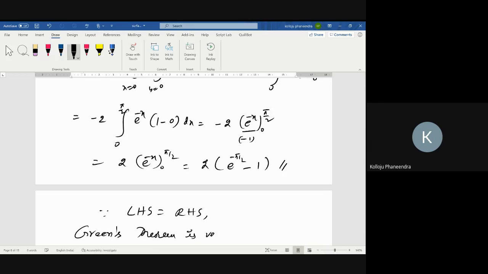Green's theorem is verified. Okay, this is one model problem in Green's theorem. You take this as assignment.